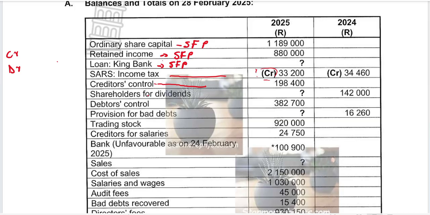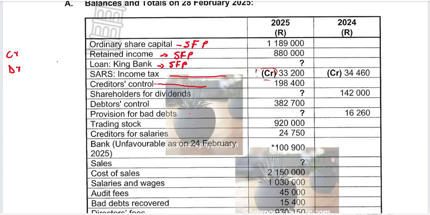So we have shareholders for dividends. For 2025, they didn't provide it for us. It means that there is an adjustment, and shareholders for dividends fall under current liabilities. Do you get me? So we have debtors control of 382,700. They provided it for us on our answer book. It falls under what? Trade and other receivables.